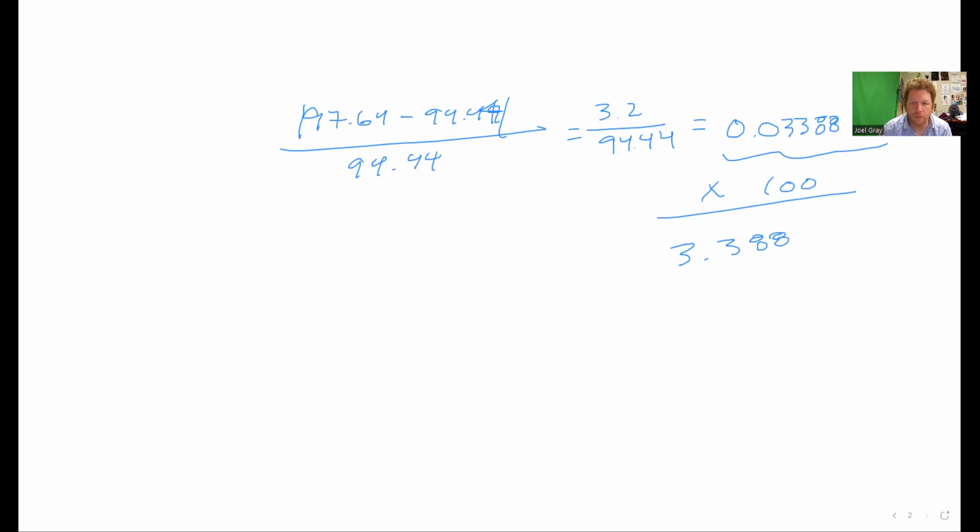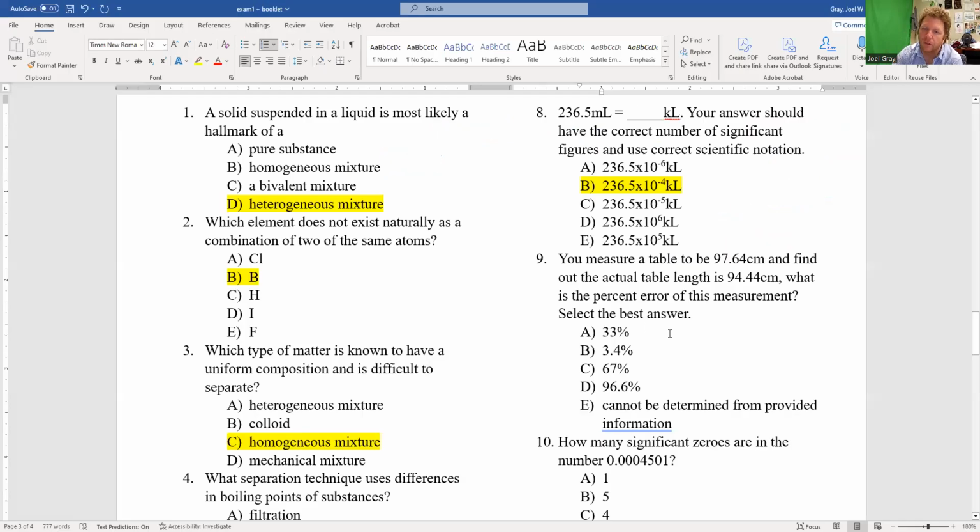Now, if we look at our question, we look at our answer, we've got 33%, 3.4%, 67%, 96.6%, and cannot be determined from the provided information. Okay, so our percent error, our best answer, ours was 3.388. In this case, and actually through our calculation, we get down to a total of 2 sig figs. So B is our best answer. I mean, independent of sig figs, that 3.4 is our best answer regardless.